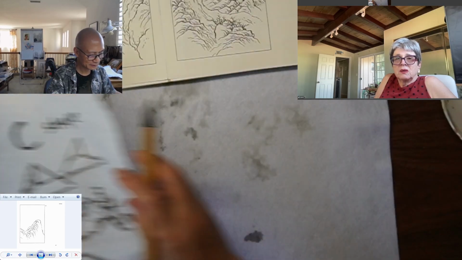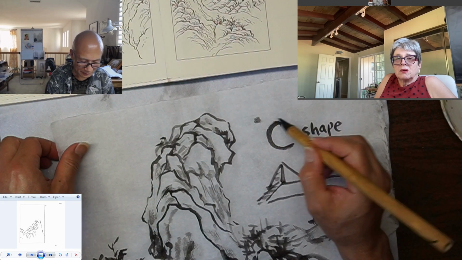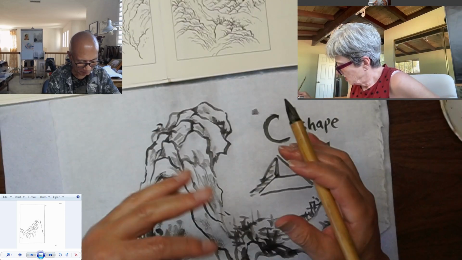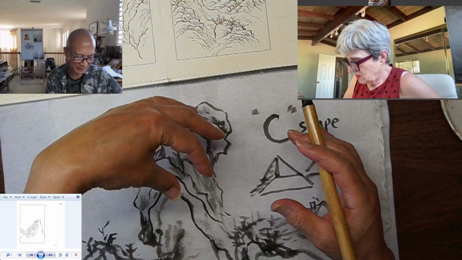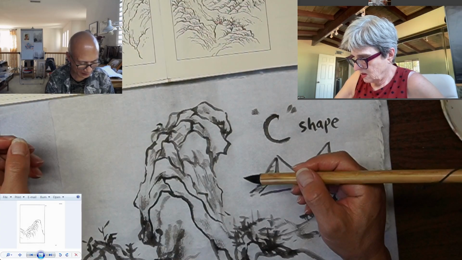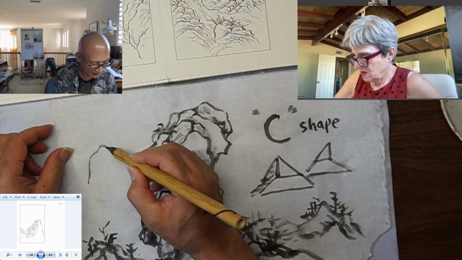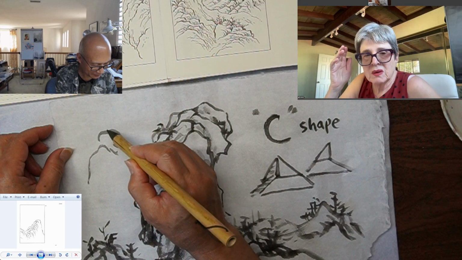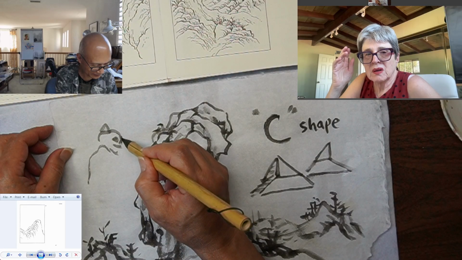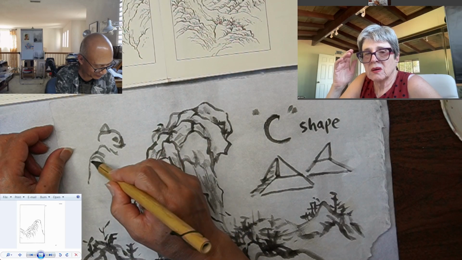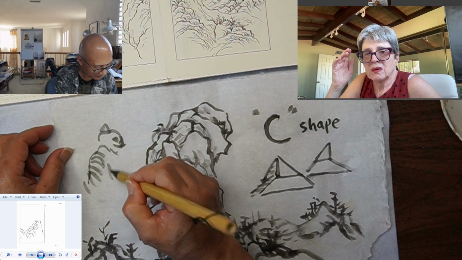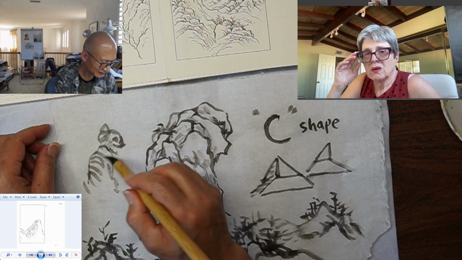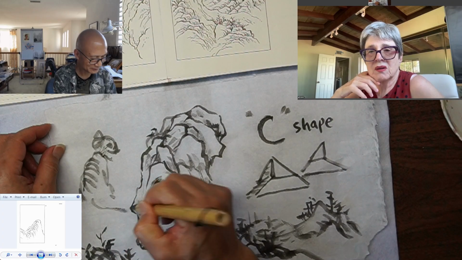So this composition I call it C. It's more advanced. It's as if the mountain is turning its head backward. It's like a tiger looking sideways. Okay. Yeah, see, that's a tiger. Understand? Yes.